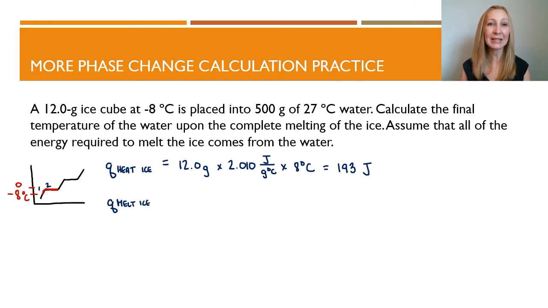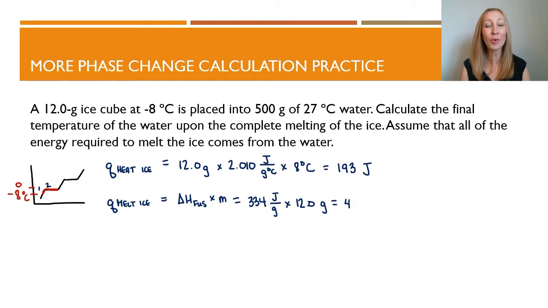The second step is the amount of energy it takes to melt the ice. So I need to know my heat of fusion, and that is the ΔH fusion, which is 334 joules per gram. Remember, there's no temperature change taking place, so I have no degrees Celsius in that unit, and I have 12 grams of the ice that needs to melt. So this is a total of 4,008 joules. I'm going to add these two numbers together, 4,008 plus 193, and I get 4,201 joules. Now this is the amount of energy that the ice cube needed.